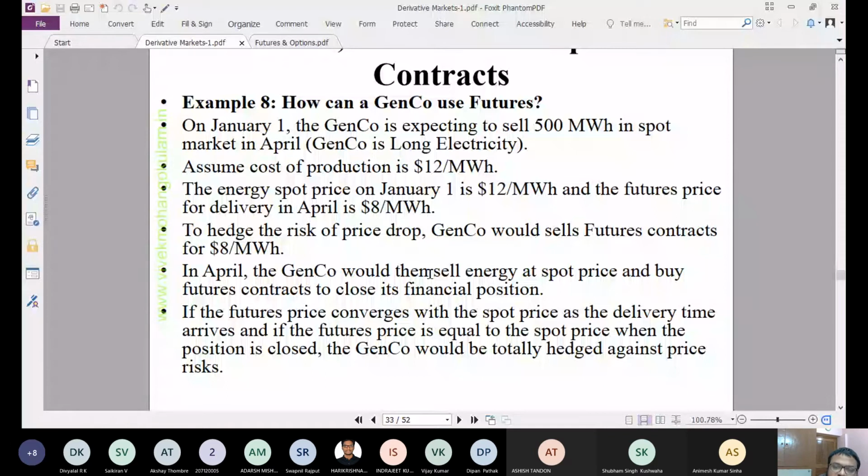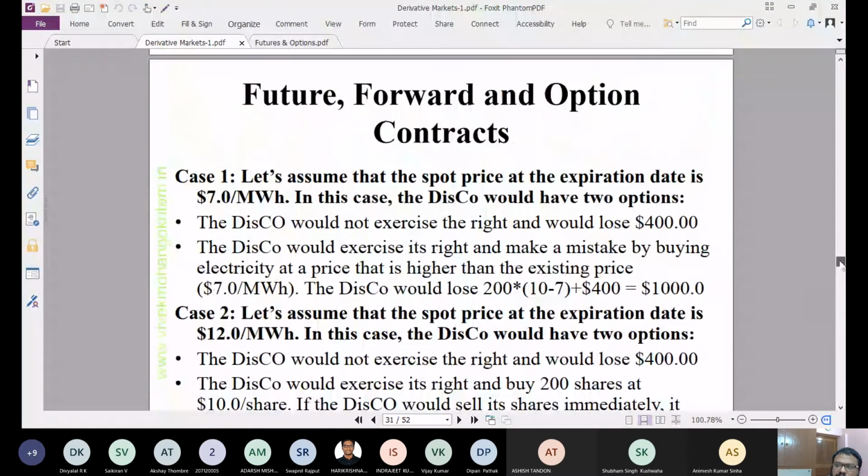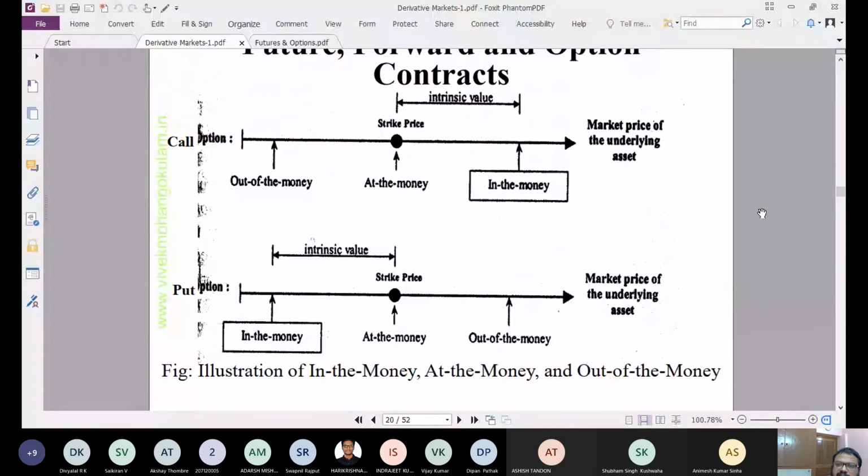If the futures price converges with the spot price when the delivery time arrives, and if the futures price is equal to the spot price when the position is closed, the Genco would be totally hedged against price risk. That means if the contract price equals the spot price, then he is in no profit, no loss. At least what he expects from the spot market he is getting. The net amount is like that. He just compensates. Now we'll see the generic dynamics of this.